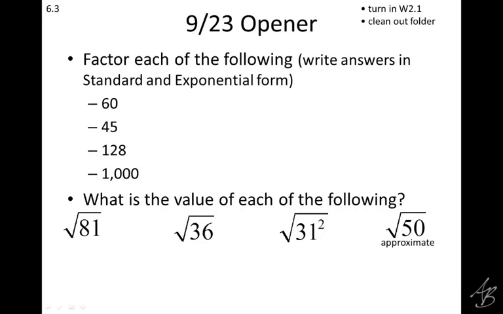So the first part of the opener here, we're just doing what we've done before. We did this on Monday. But then the second part, this is actually what we're getting into today. We're going to be talking about square roots. So this is kind of an introduction to it. Hopefully this part of it is something that's a little bit familiar to you.